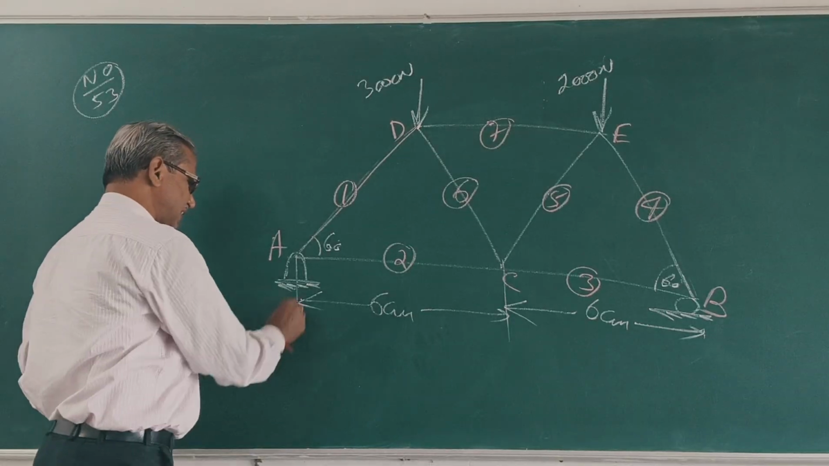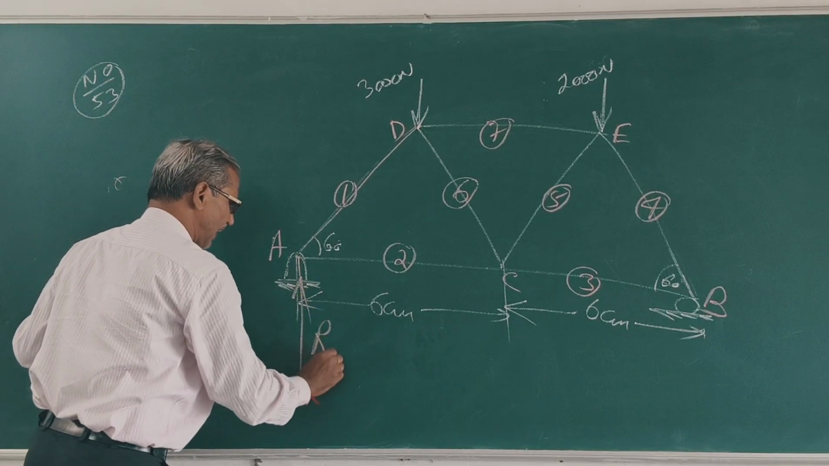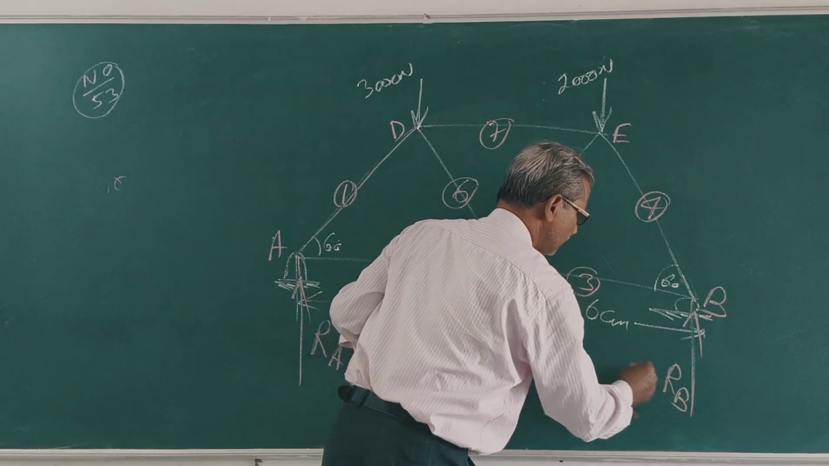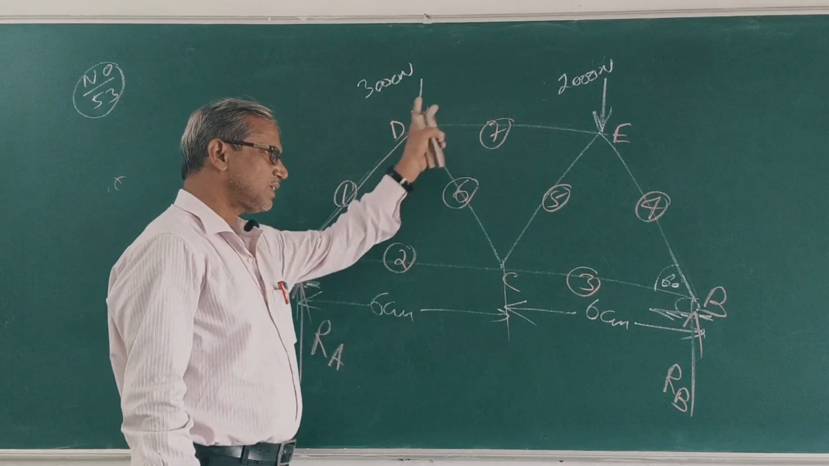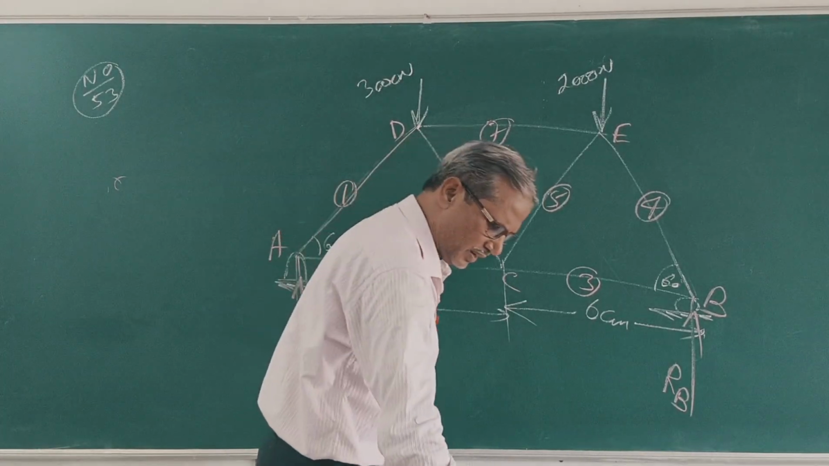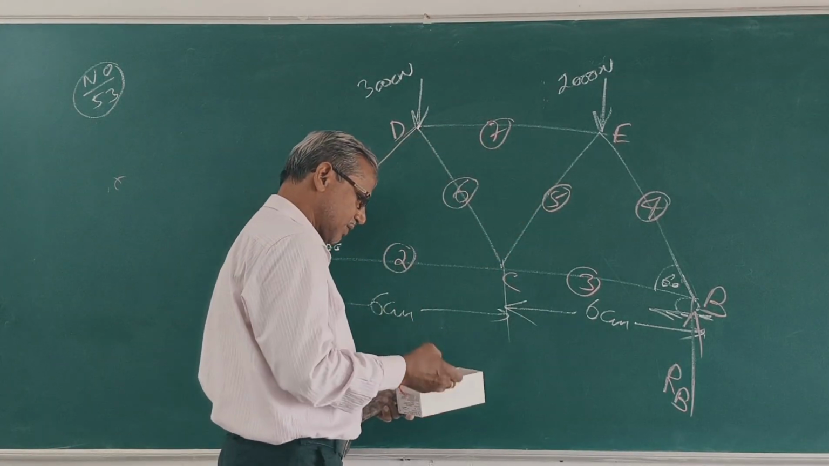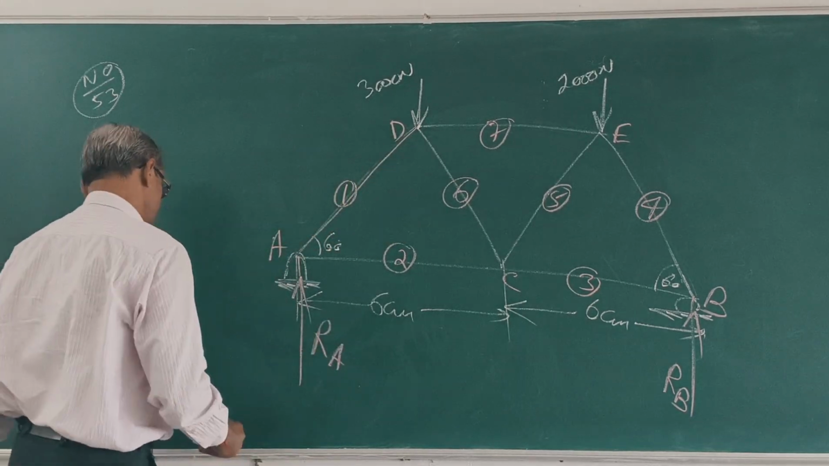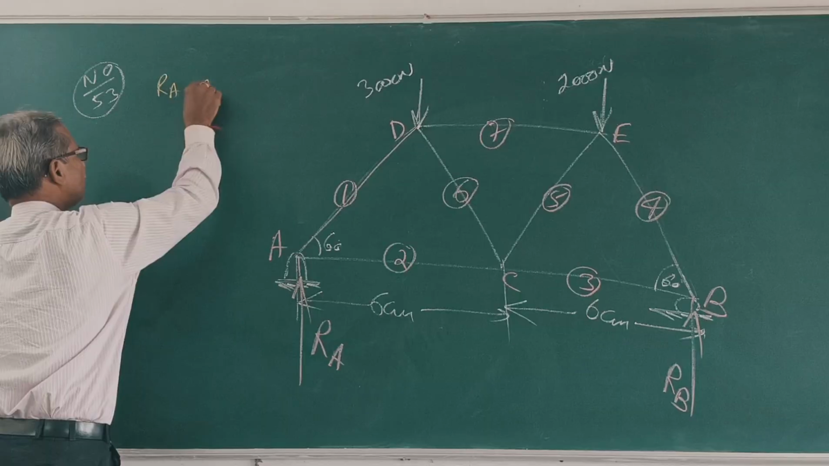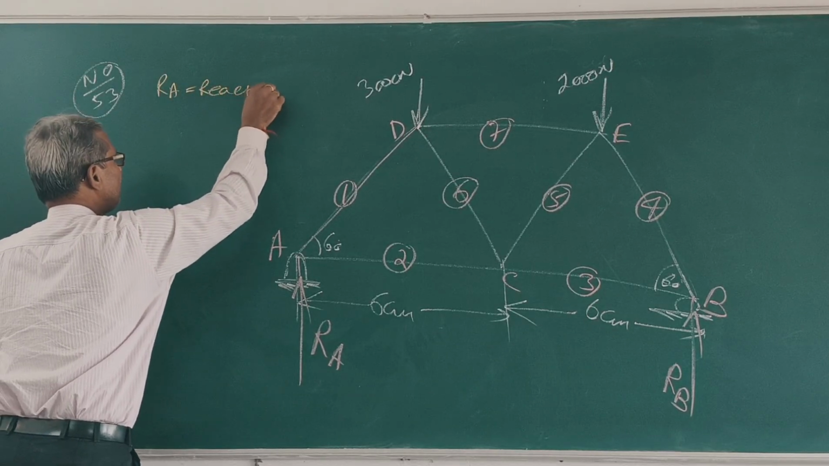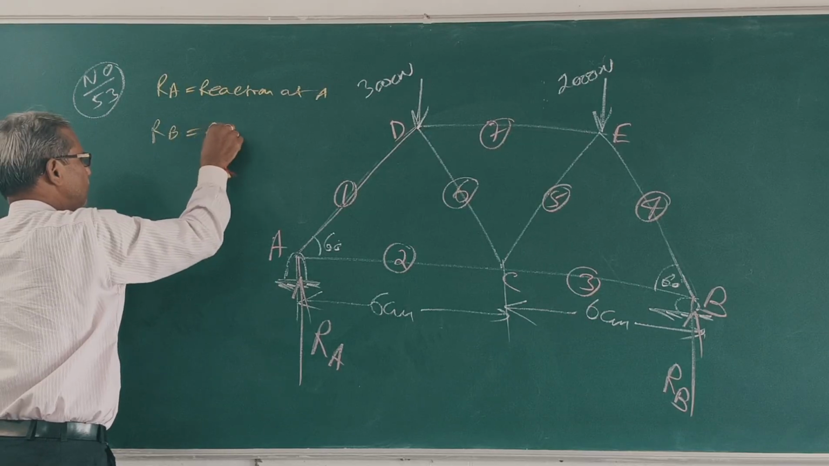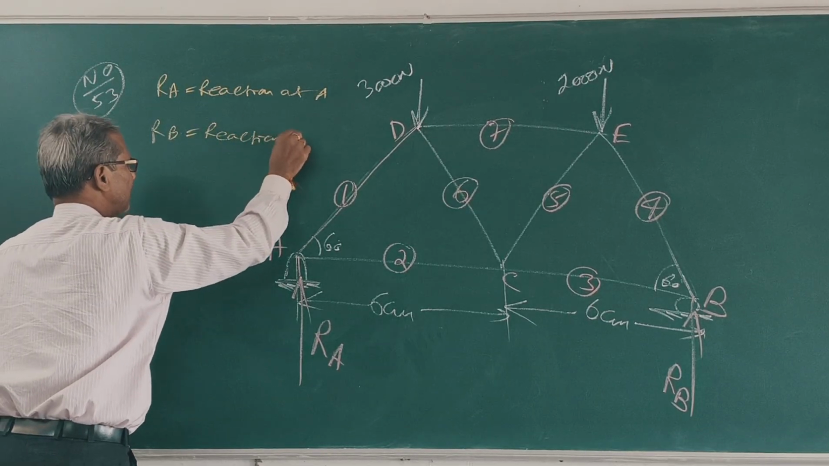Reaction is RA, this is RB. RB is normal reaction. Since all loads are vertical, RA is also vertical. Clear? Let RA be the reaction at A. What is RB equal to? Reaction at B.